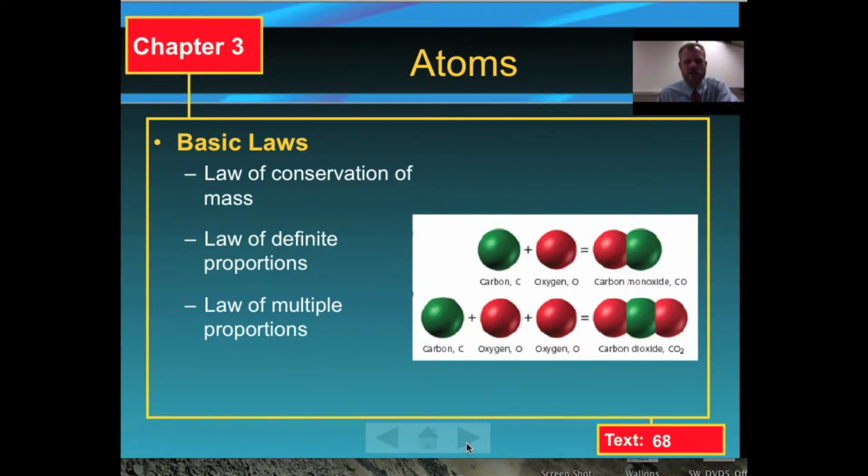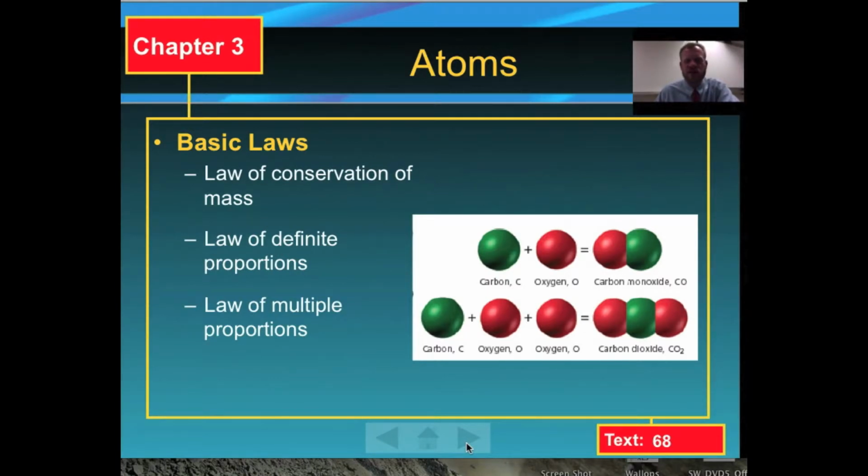The law of definite proportions tells you that for any chemical compound, you're going to find a ratio of the masses of the combining elements. So for instance, water always has a certain percentage of oxygen for any amount of water. There's always a certain percentage of hydrogen in that water.